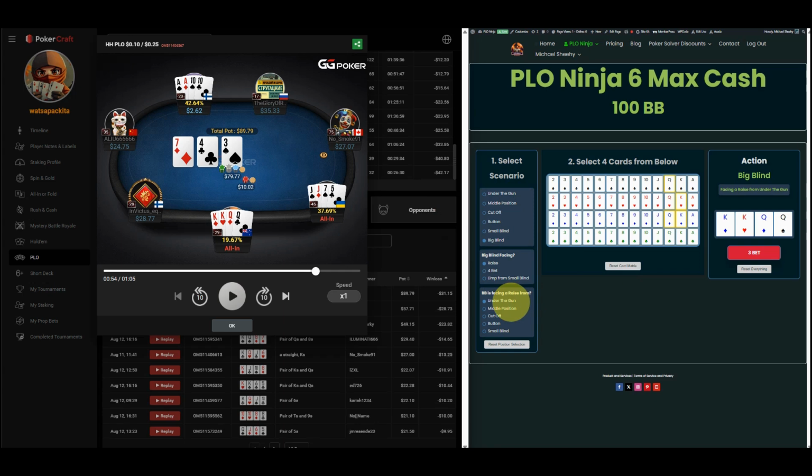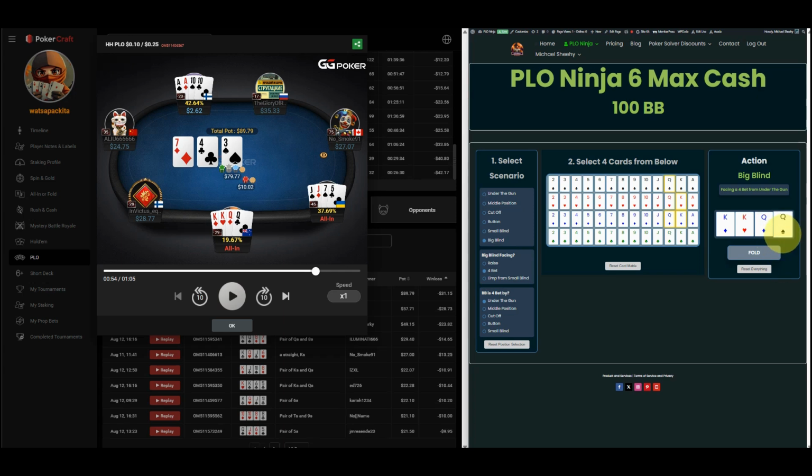So let's do a situation where we're facing a raise under the gun, and we have 4-bets. Sorry, where have I got here? Big blind. Facing a 4-bet, which is not quite it, but it's as close as we can get. And it's a fold. Okay, so facing one player, it's a fold.